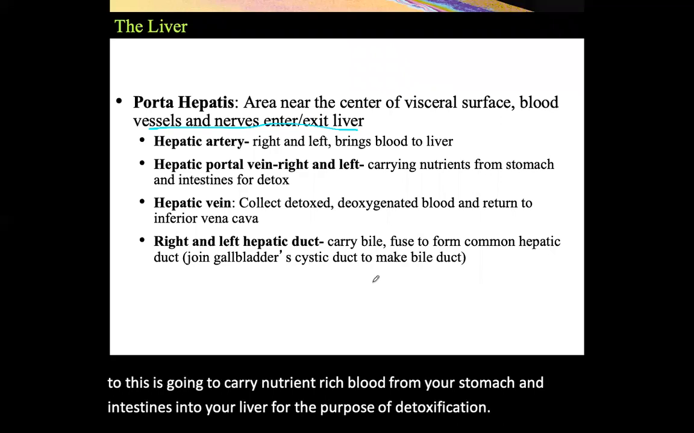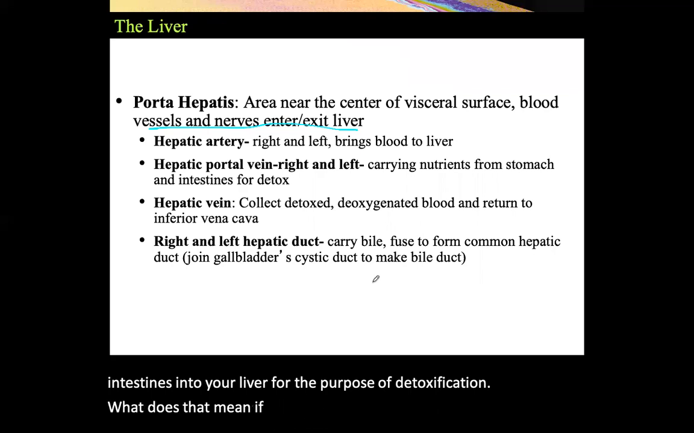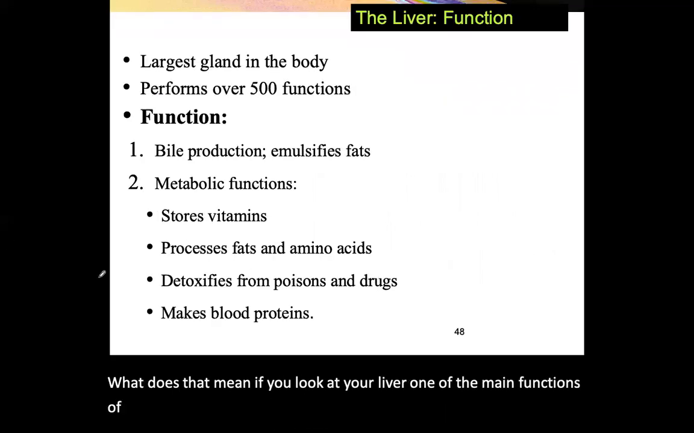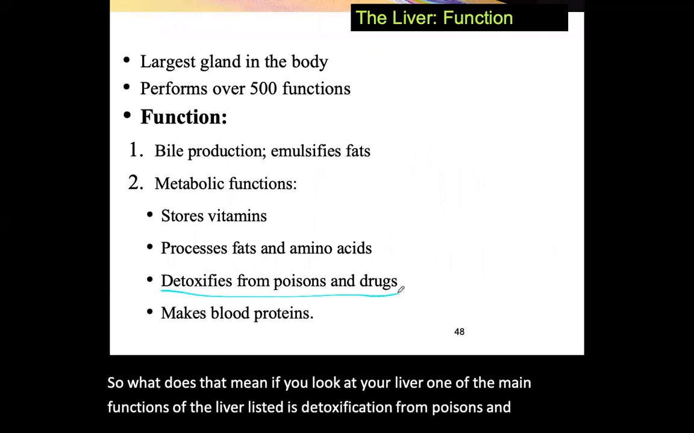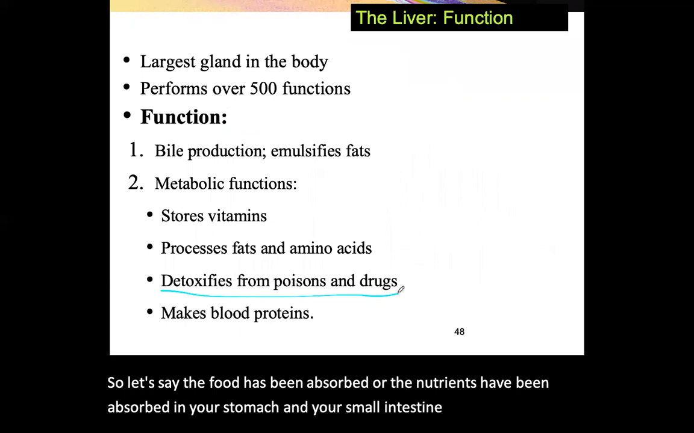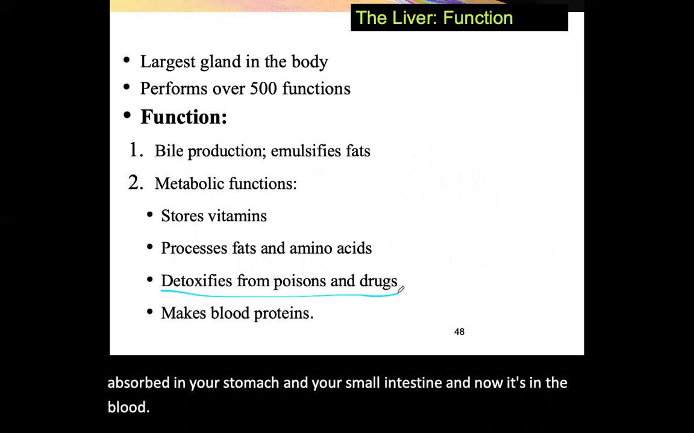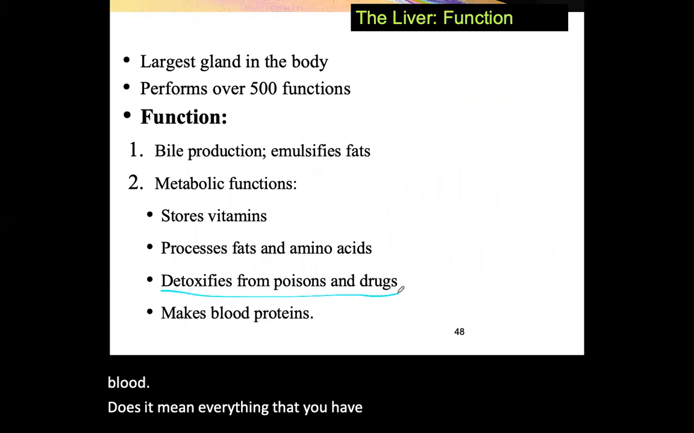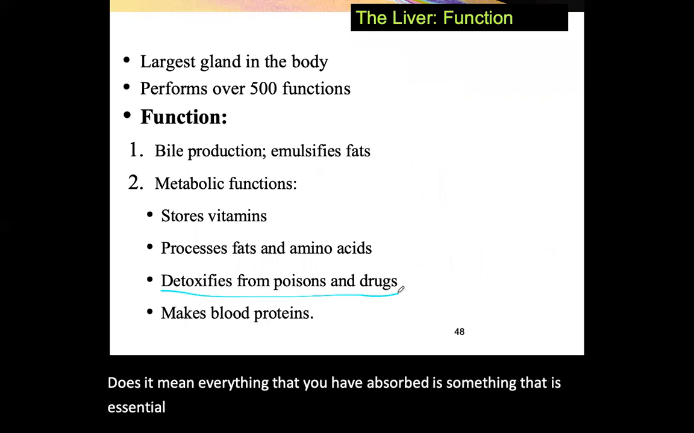So what does that mean? If you look at your liver, one of the main functions listed is detoxification from poisons and drugs. So let's say the food has been absorbed, or the nutrients have been absorbed in your stomach and your small intestine, and now it's in the blood. Does it mean everything that you have absorbed is essential or needed or healthy for your body? And the answer is no.